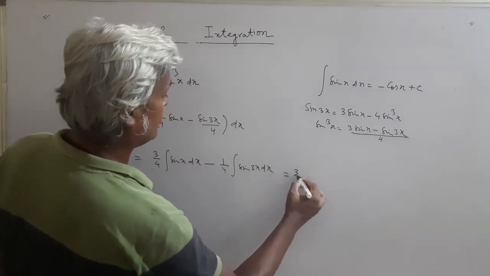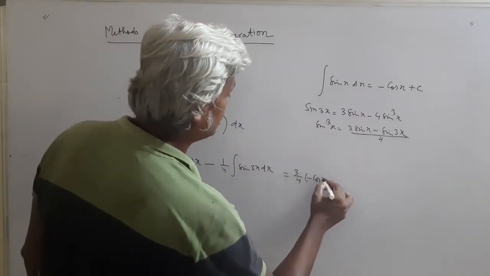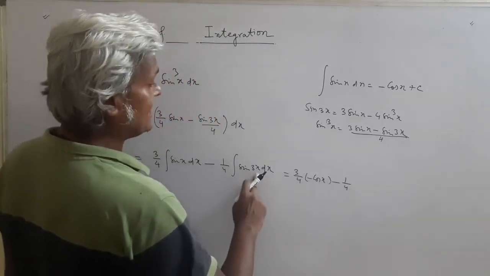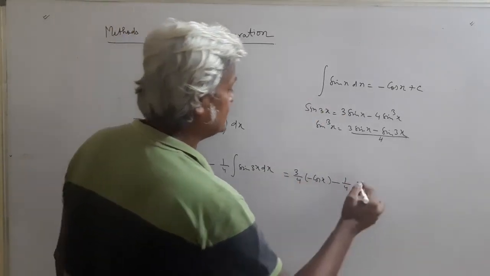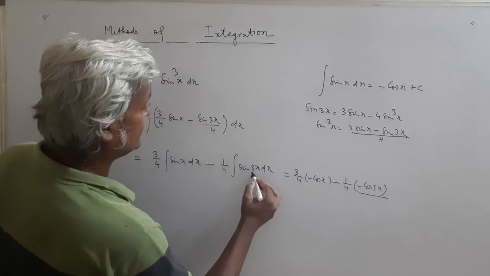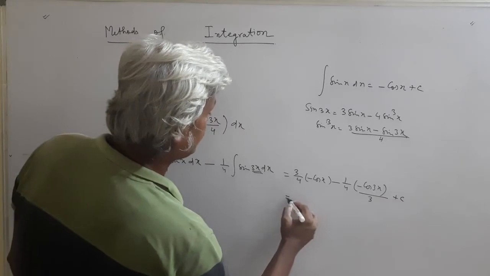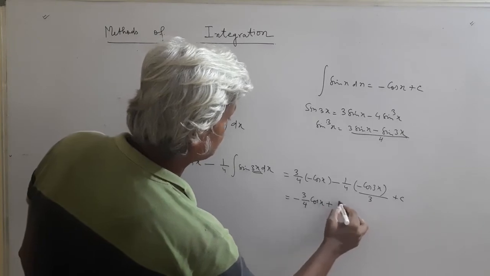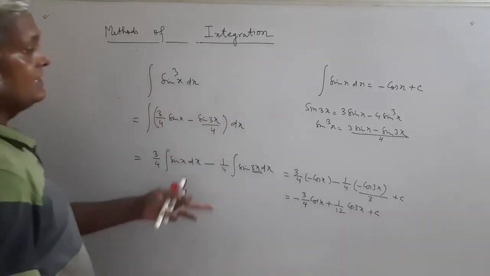So I write the integration directly here. This is 3 by 4. Integration of sine x dx is minus cos x, so you write minus cos x here, and minus 1 over 4. Integration of sine 3x, that is treated as sine of something rather than sine x, so the integration of that is minus cos 3x divided by the differentiation of 3x, that is 3, and then you introduce the constant of integration. So now you have minus 3 by 4 cos x plus 1 over 12 cos 3x plus c. This is your answer.